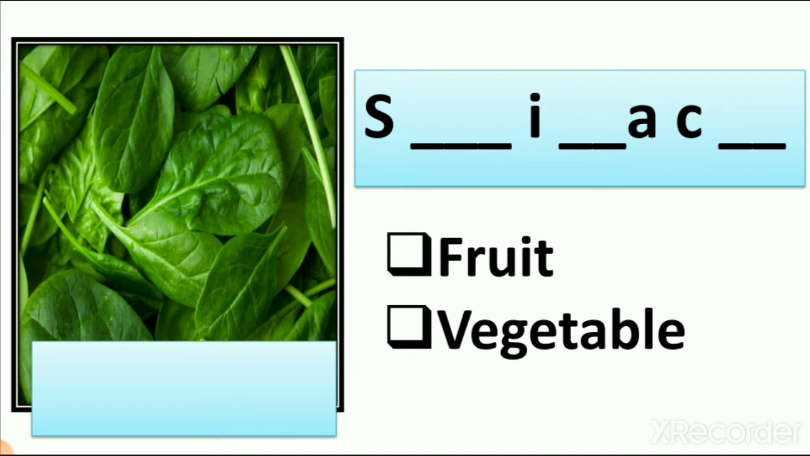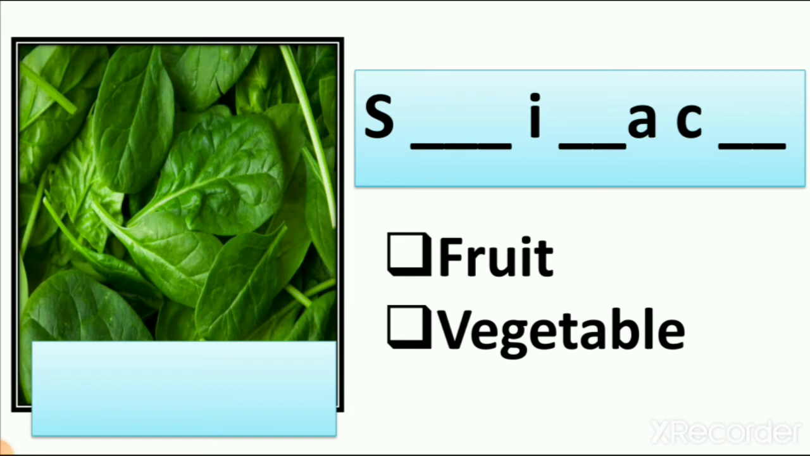Yes, it is spinach. We learn that spinach is very healthy food. We also see an example from one cartoon. The cartoon name is Popeye the Sailor Man. Popeye is eating spinach for strength to fight with enemies. So here is spinach.